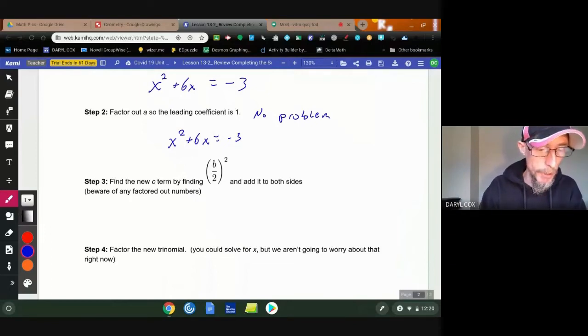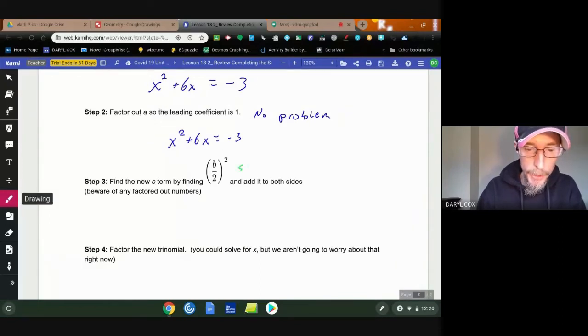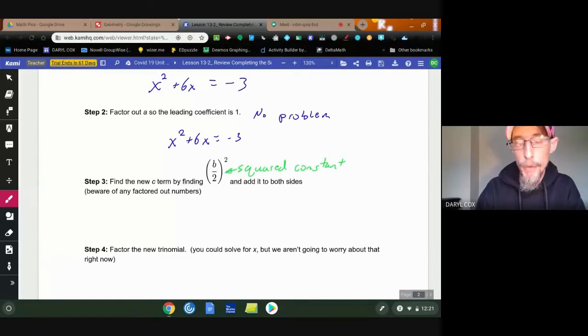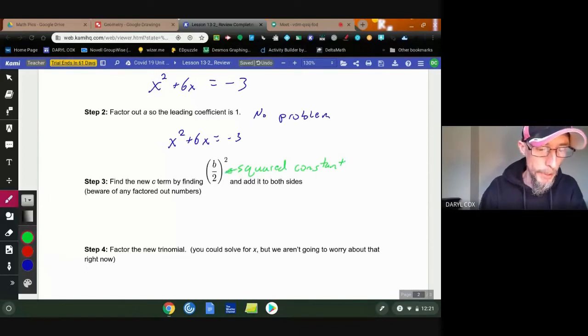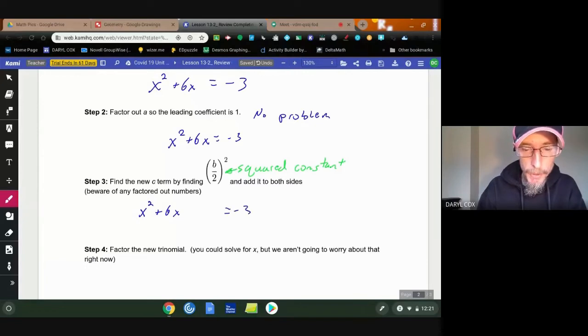So I'm going to use this b term to find what is known as the squared constant. Okay, that's what we're going to be finding. So the way I do that is I'm going to write out my problem again. So that's x squared plus 6x. I'm going to leave a little space, because I want to put that third term in the space.